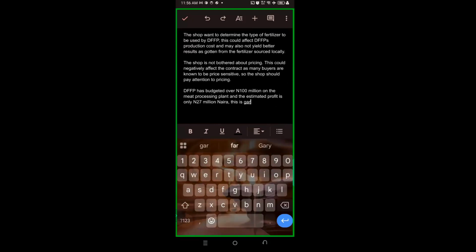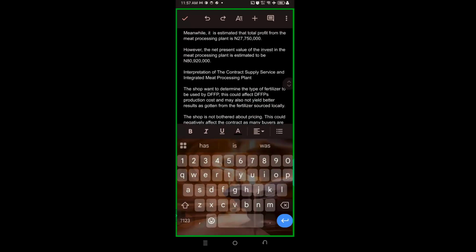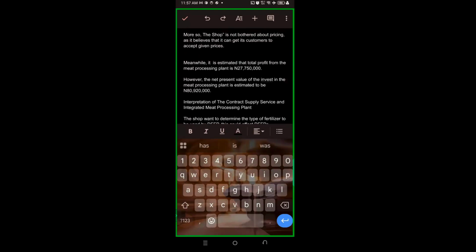This is far below the investment and may lead to loss. Okay. Meanwhile, you can see that I'm just making comments on those things that we brought in earlier.